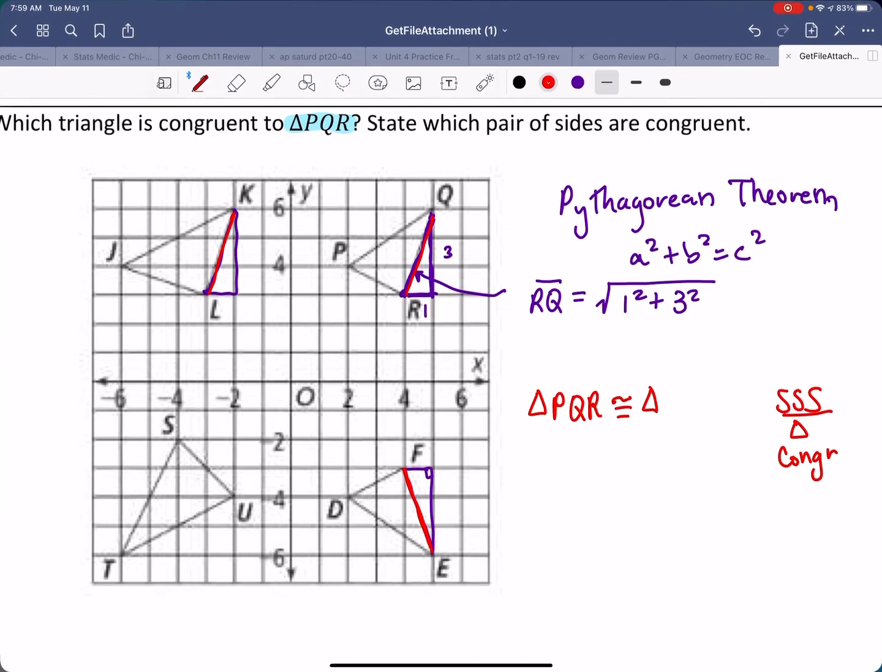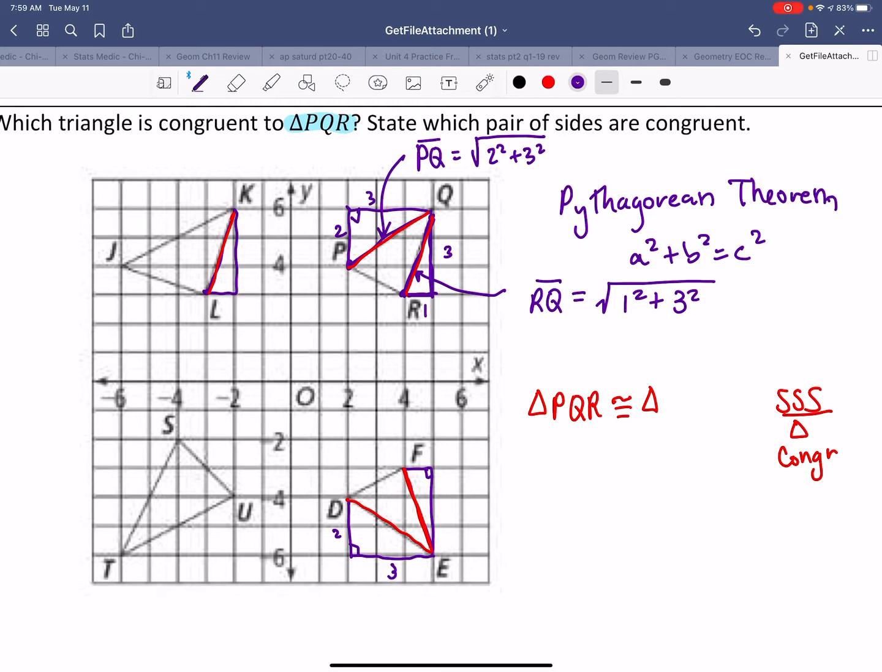All right, now let's investigate the next length. I see a triangle here, PQ, is a 2-3 right triangle. So this length, PQ, has to equal the square root of 2 squared plus 3 squared, whatever that number is. You don't even really need to find it, because you're just going to find one that matches it. So this hypotenuse is equal to the square root of 2 squared plus 3 squared. This one would also be equal to the square root of 2 squared plus 3 squared, right?